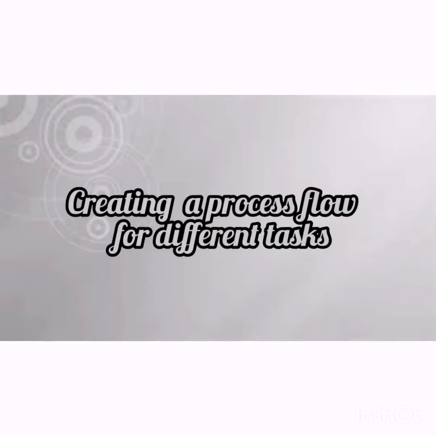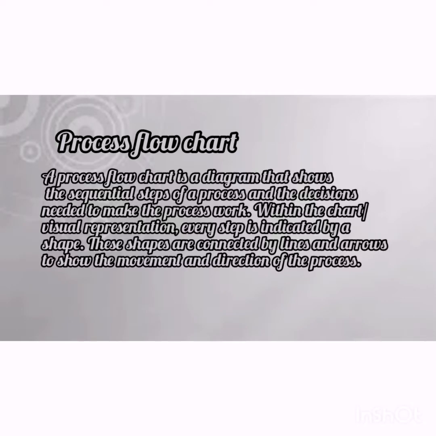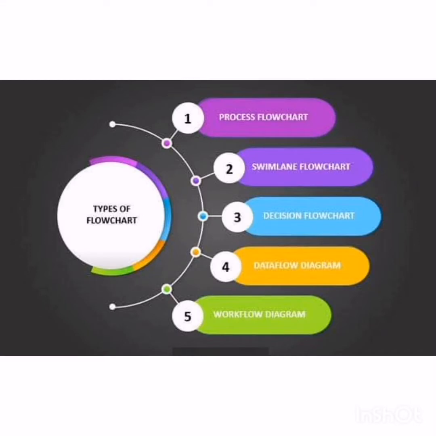Creating a process flowchart for different tasks. What is a process flowchart? A process flowchart is a diagram that shows the sequential steps of a process and the decisions needed to make the process work. Within the chart or visual representation, every step is indicated by a shape. These shapes are connected by lines and arrows to show the movement and direction of the process. Types of flowchart: process flowchart, swim lane flowchart, decision flowchart, data flow diagram, workflow diagram.